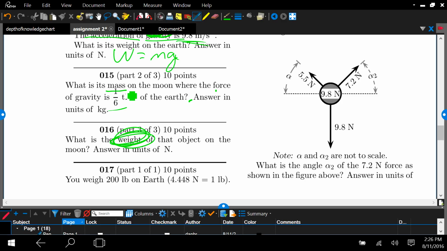Now, number 15 asks you for the mass of it on the moon. You may remember that mass is a property that does not change as you move around the universe. And so the mass of it on the moon is the same as the mass on Earth. But gravity's effect on it is what we call the weight, and it's not the same. Okay, so 15, you would simply record 24 kilograms. 16 would record its weight, which would be 1/6 of that on the Earth. Okay, which we got from number 14.